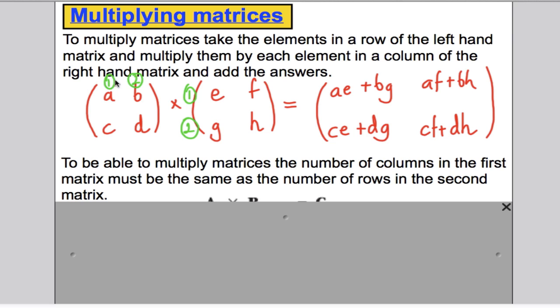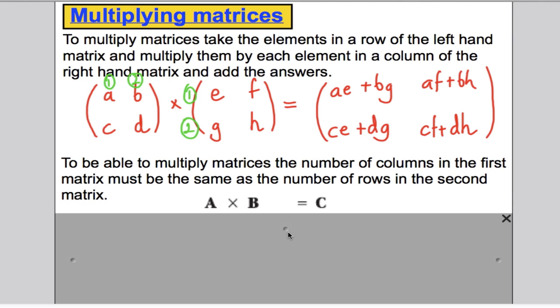Otherwise, you can't. If the number of columns in the first is not the same as the rows in the second, you can't multiply. So let's say we were having a matrix A and we were multiplying it by B. And this gives us an answer, C. We're able to do it.